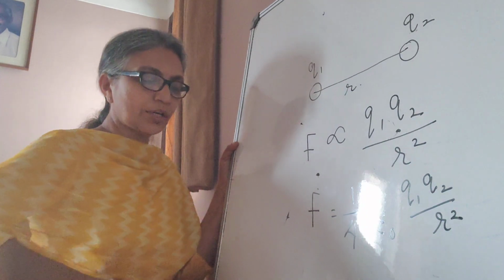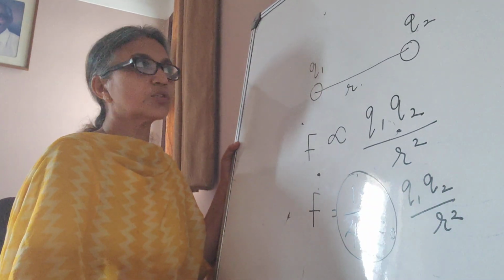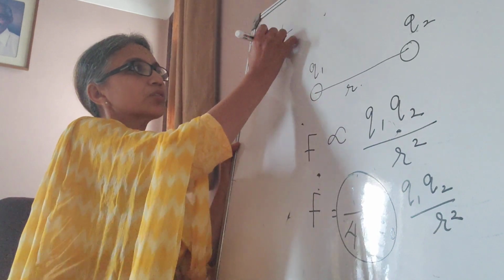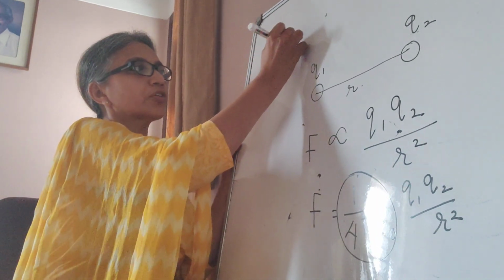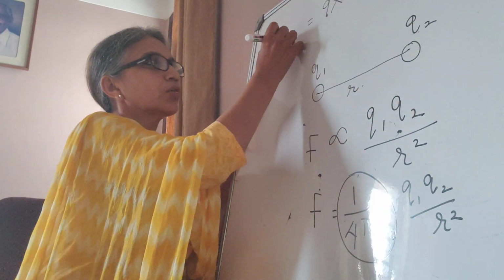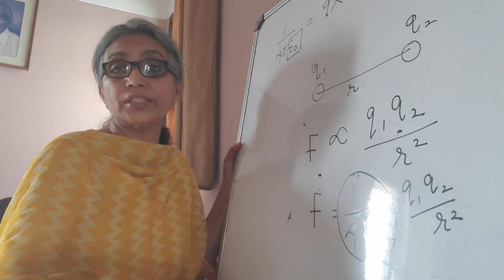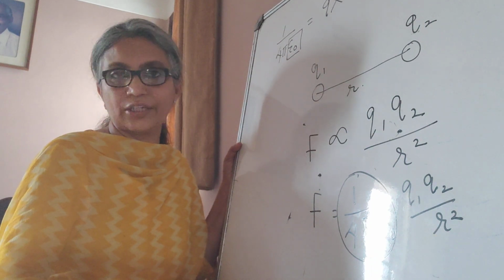Here this 1 by 4 pi epsilon 0 is a constant which has a value of 9 into 10 raised to 9, where this epsilon 0 is called the permittivity of free space or vacuum.